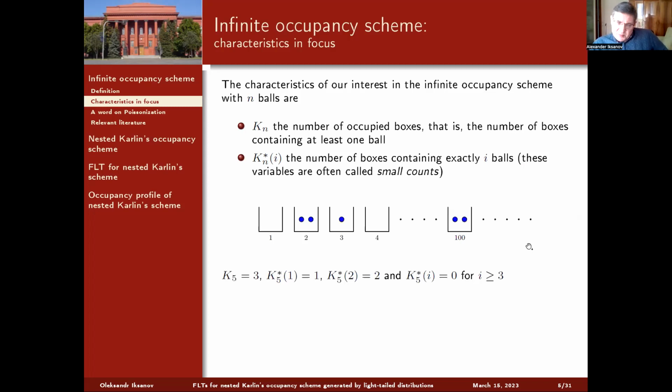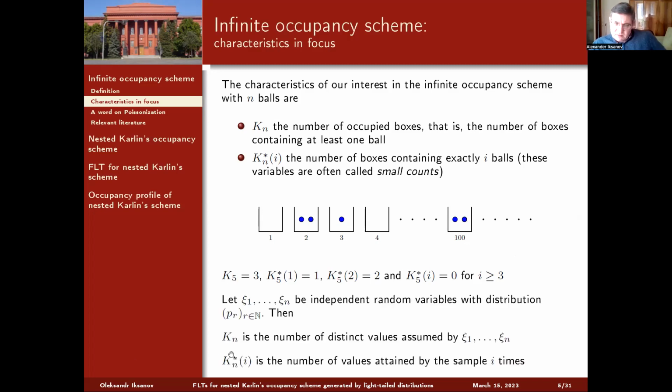In our previous picture there are 5 balls. The number of occupied boxes K5 is equal to 3. There is one box containing one ball. There are 2 boxes containing 2 balls. And the other small counts are equal to 3.